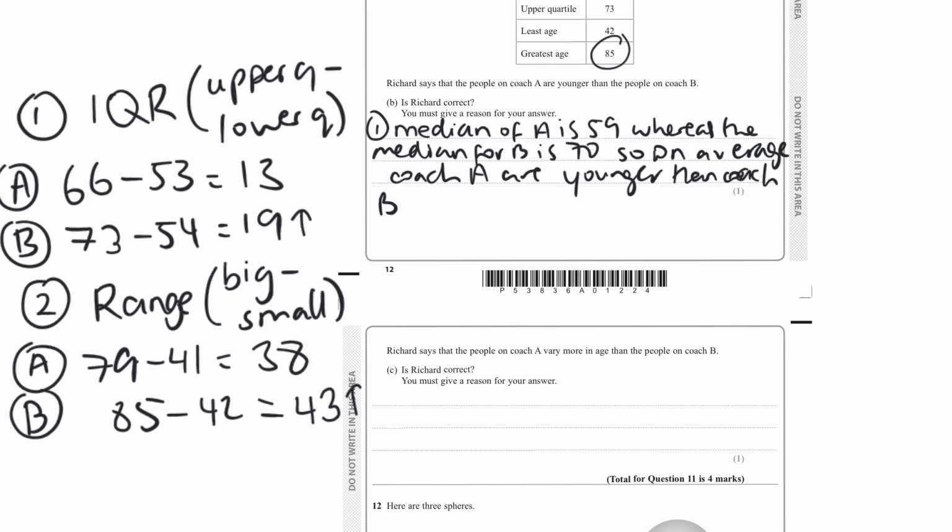So you could write either or. I've given you or. So either explain based on your findings of the interquartile range or of the actual range. You don't have to put both because it's a 1-mark question. They only want at least one reason as to why. So I'm going to go for the range.